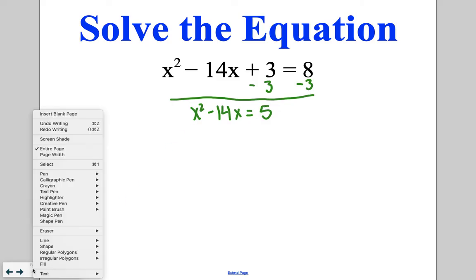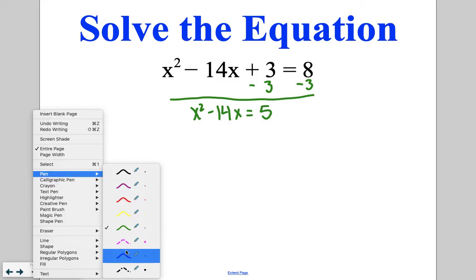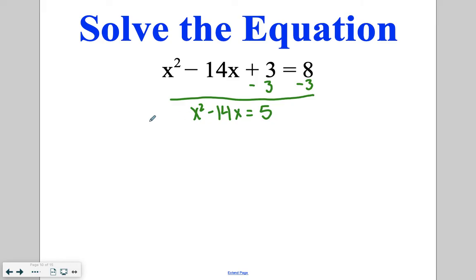Then again, we need to complete that square process off to the side. So we cut negative 14 in half, and we get negative 7. Negative 7 squared is 49. So I'm going to go ahead and add 49 to both sides of this equation.